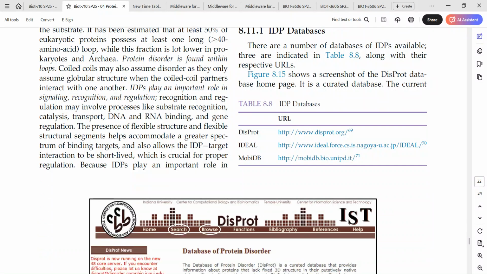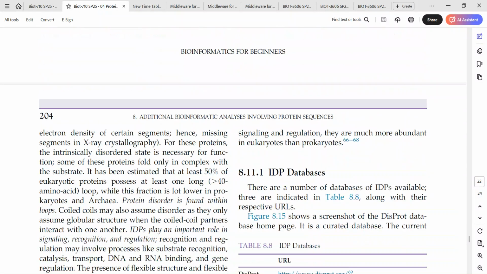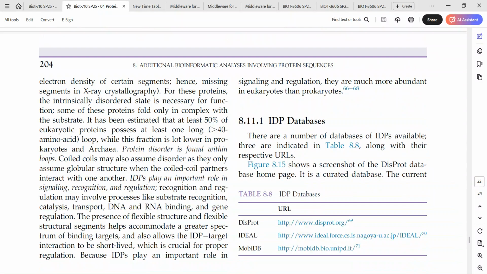DNA RNA बाइंडिंग एंड जीन रेगुलेशन, ये डिफरेंट प्रॉपर्टीज है जहाँ पे ये पर्टिकुलर डिसऑर्डरनेस फंक्शनल रोल प्ले करता है. IDP plays an important role in signaling and regulation. They are much more abundant in eukaryotes and prokaryotes.